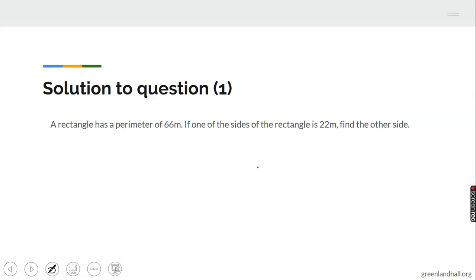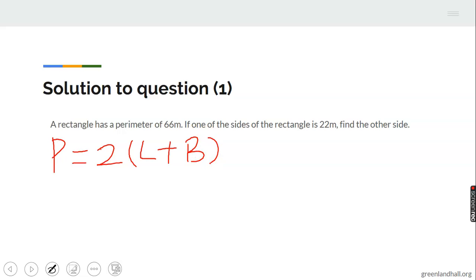A rectangle has a perimeter of 66 meters. If one of the sides of the rectangle is 22 meters, find the other side. The first thing we are going to do is write out the formula to find the perimeter of a rectangle. A rectangle has two sides parallel to each other. I will make my perimeter P. The perimeter of a rectangle is P equals 2 into L plus B.